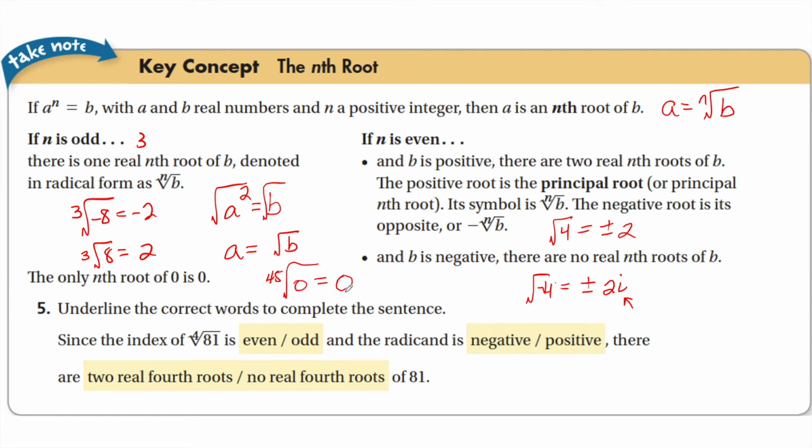So underline the correct words to complete the sentence. Since the index of the 4th root of 81 is, in this case, a 4. The index is, remember, that small number above the radical. In this case, it's even. And the radicand is going to be positive because the 81 is positive. There are going to be two real 4th roots of 81.